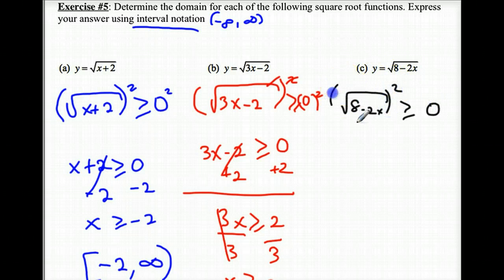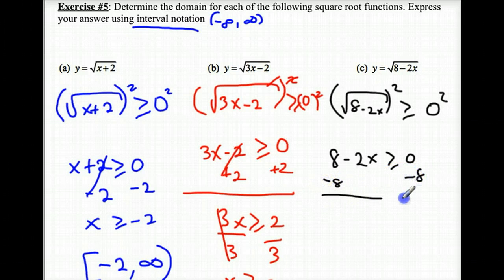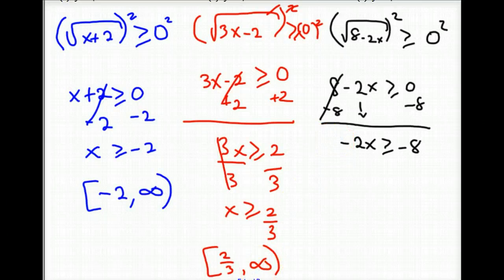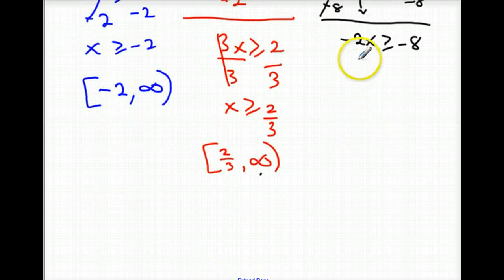Take the square of both sides. 8 minus 2x is greater than or equal to 0. Minus 8 on both sides. This cancels. Minus 2x is greater than or equal to negative 8. Remember, you have to bring this entire thing down, okay? Now, I want x by itself. What am I going to do? Divide by a negative 2.